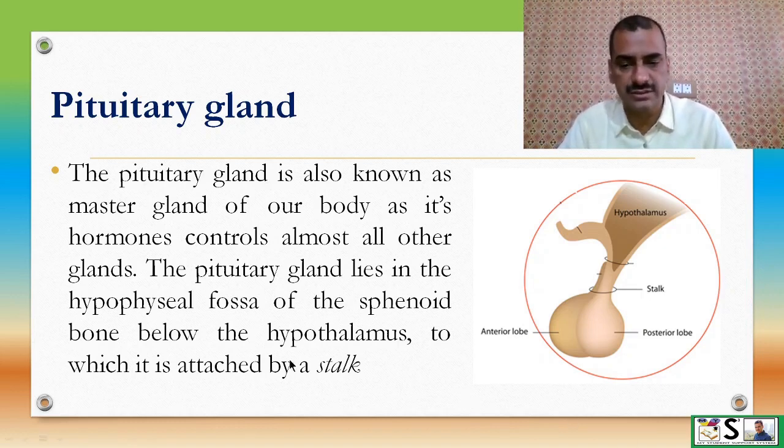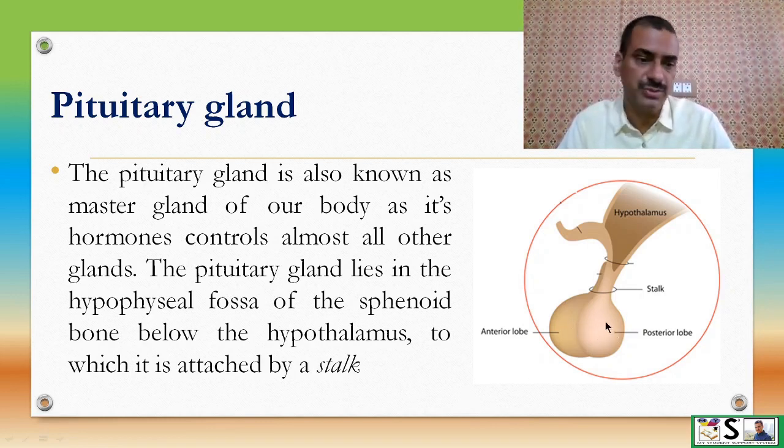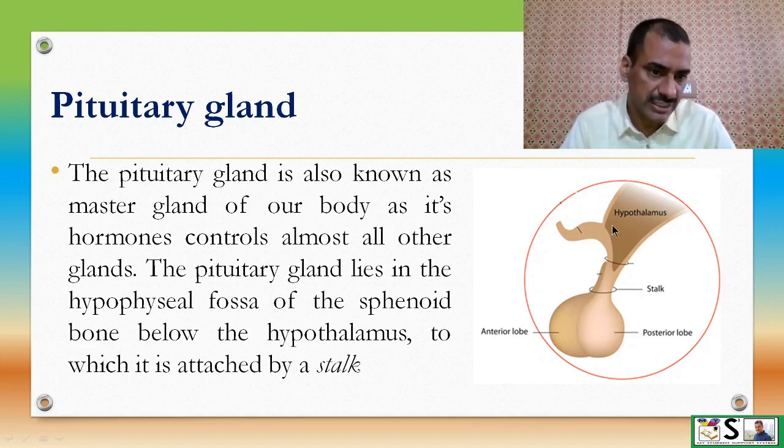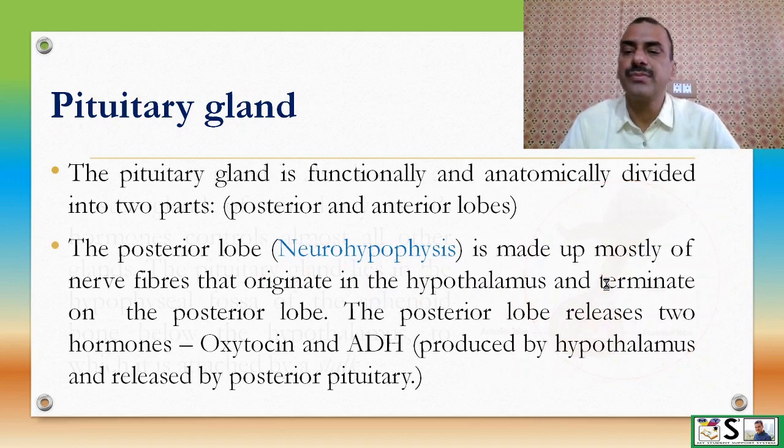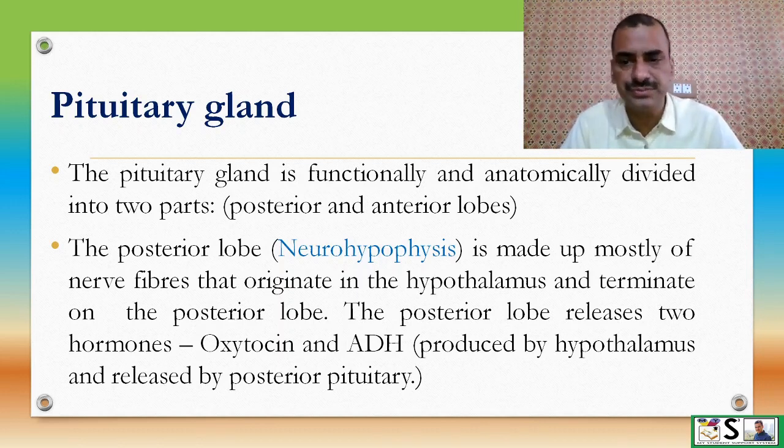by a stalk. Here you can see anterior lobe of pituitary, posterior lobe of pituitary. This is hypothalamus and it is attached by a stalk. The pituitary gland is functionally and anatomically divided into two parts, posterior lobe and anterior lobe.